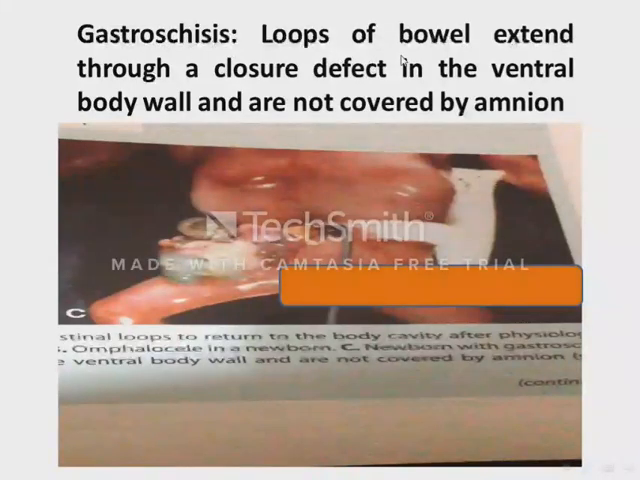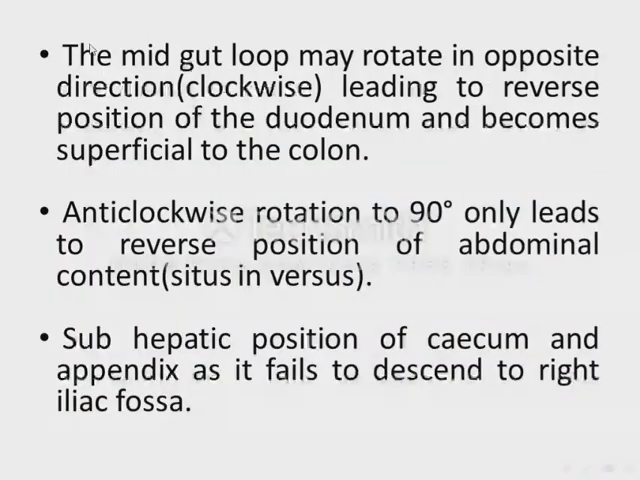Gastroschisis: loops of bowel extend through the closure defect in the ventral body wall and they are not covered by amnion, as shown in this picture, all the intestine outside the body. The midgut loop may rotate in the opposite direction, I mean clockwise rotation, leading to a reverse position of the duodenum, which becomes superficial to the colon. Anti-clockwise rotation may be 90 degrees only, leading to reverse position of the abdominal contents called situs inversus.